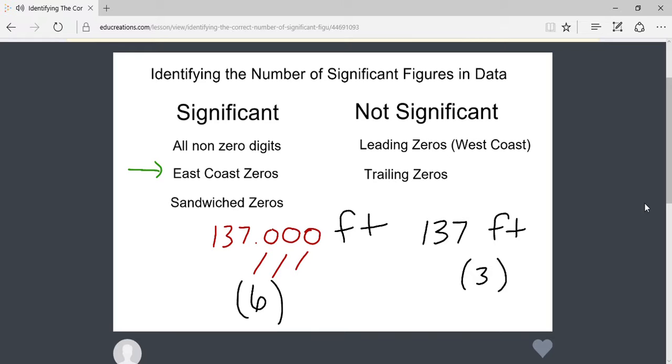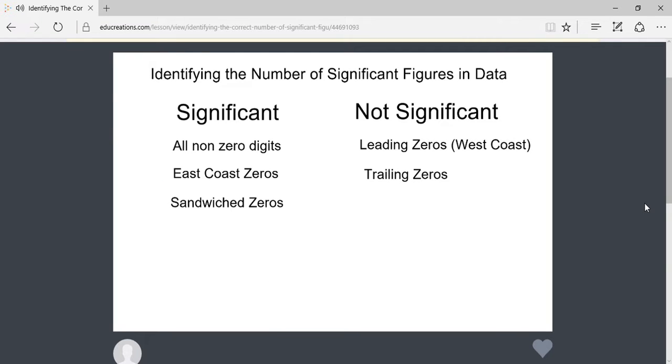Therefore, East Coast zeros can be thought of as zeros to the right of the decimal, or strings of zeros to the right of a decimal. Let us take a look at what I like to refer to as sandwich zeros. In the measurement written below, 107 millimeters, you can see the 0 is sandwiched between a 1 and a 7. When a 0 is sandwiched between other significant figures, it is considered significant to the measurement. Therefore, this represents 3 significant figures.